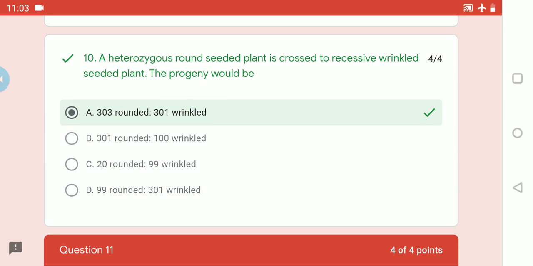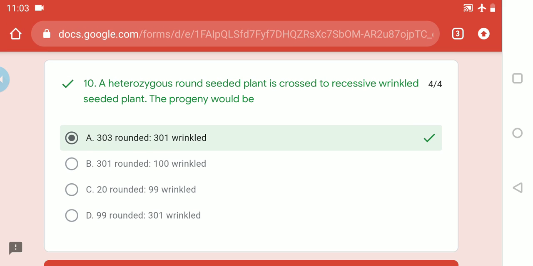The next question: a heterozygous round-shaped plant is crossed to a recessive wrinkled seed. The progeny would be... Heterozygous round seed means capital R small r, and it is crossed to a recessive wrinkled, that is small r small r. So that means the ratio, if you know the ratio, you can easily identify. So this is nothing but the test cross.